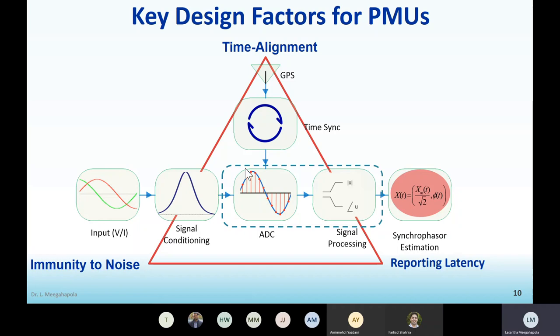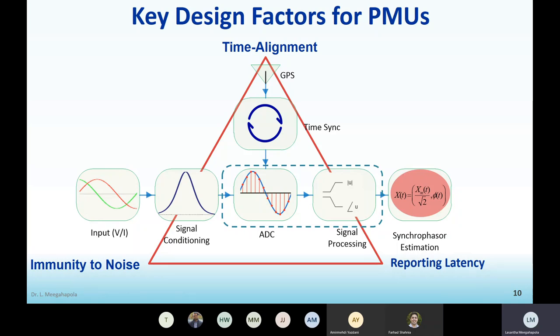The adverse effect of doing such a thing is that it will really slow the processing and, at the end of the day, affect the reporting latency. Latency is also an important factor, because if you run a more complex algorithm, you definitely have to make a compromise on the reporting latencies. It will also affect the time alignment as well. Again, if you want to achieve a lower reporting latency, then you probably have to run a much less complicated algorithm. That's why there is always a trade-off between these three elements to get a proper algorithm running in your PMU.